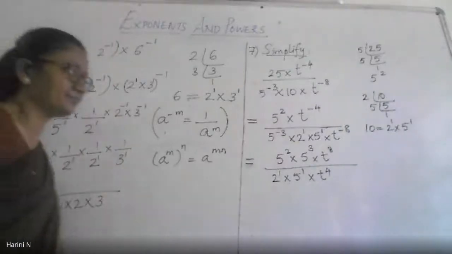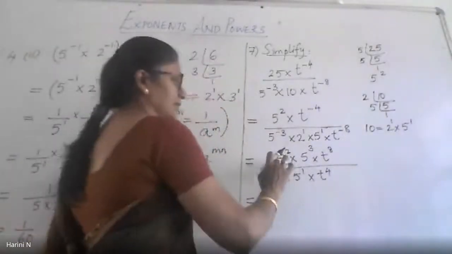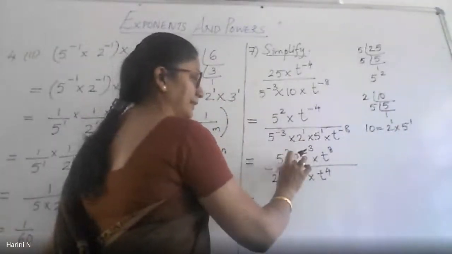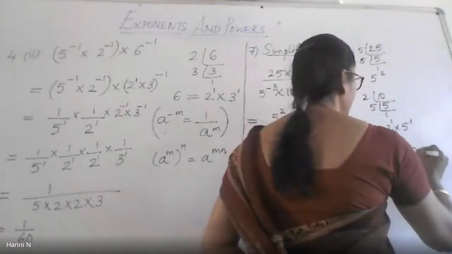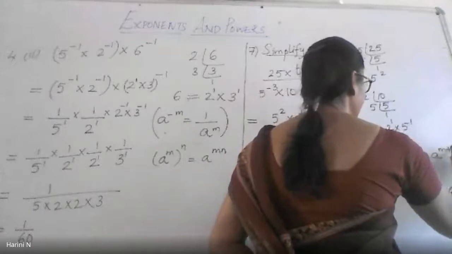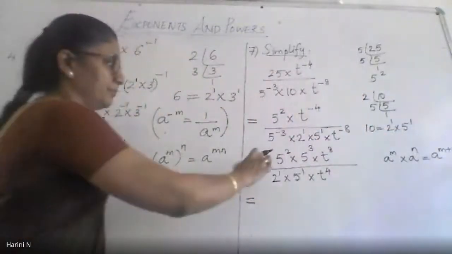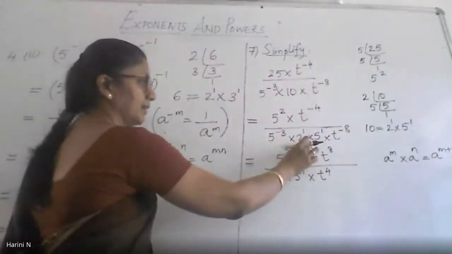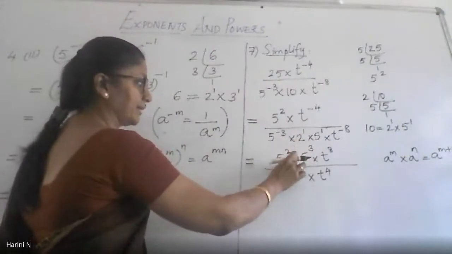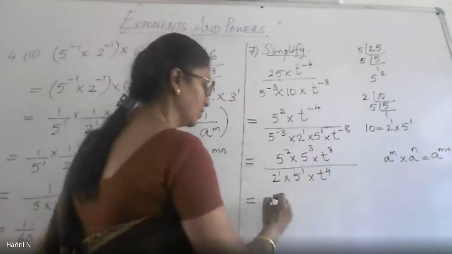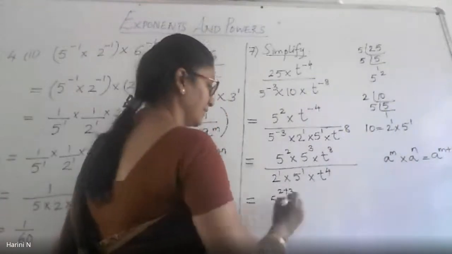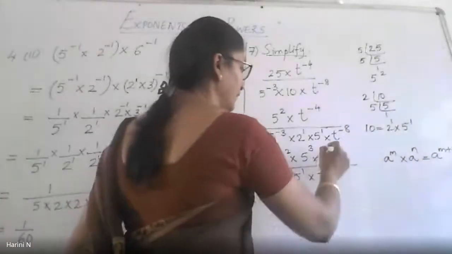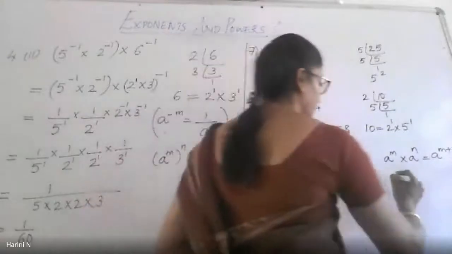What next? Now you have same base, different powers multiplication. That means a to the power m into a to the power n will be a to the power m plus n. This is the rule I use. Base number is the same, exponents are different, so when it is multiplication, you have to add the powers. So it will become 5 to the power 2 plus 3. Correct? Into t to the power 8 and t to the power 4.